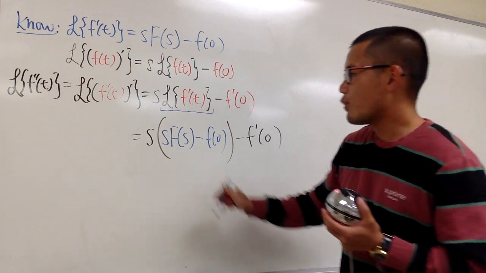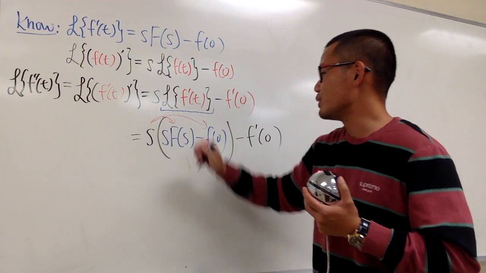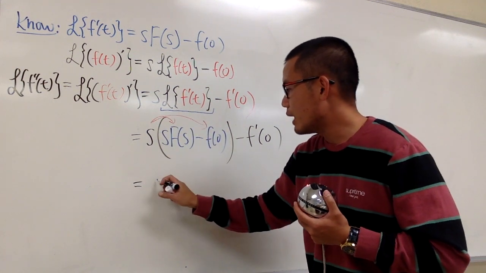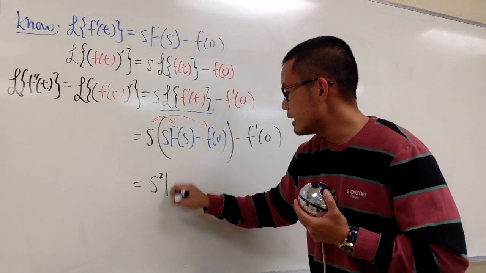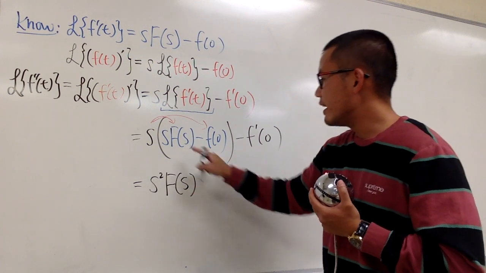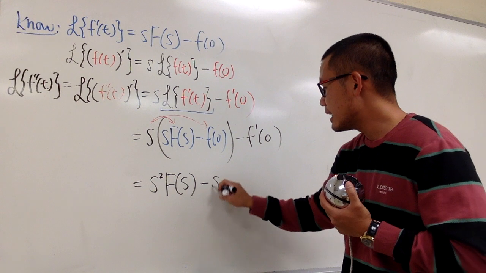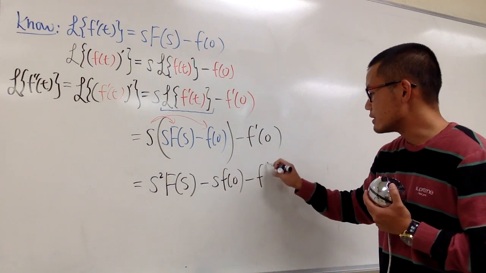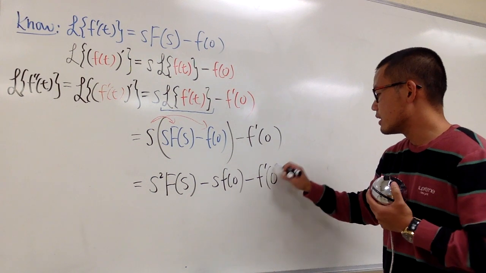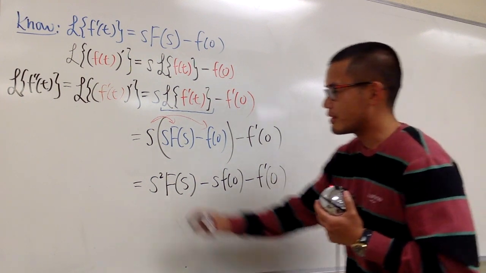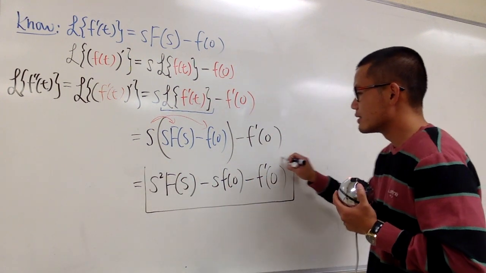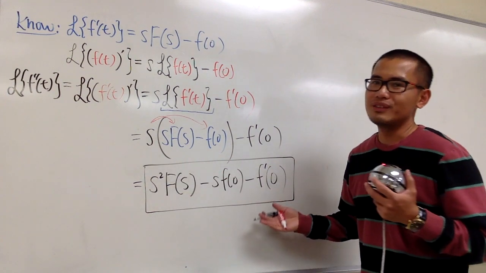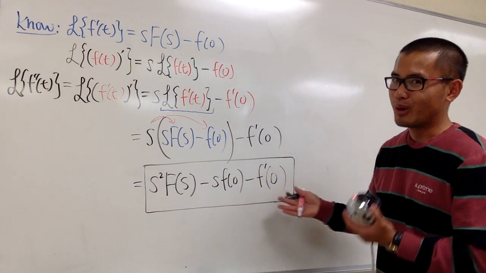At the end of the day, of course, do the usual algebra, distribute. So we see that we will have s squared times F of s, and then s times that. So minus s times f of 0, and then minus the first derivative f prime, like this, of 0. This right here will be the result for the Laplace transform of the second derivative. So cool, isn't it?